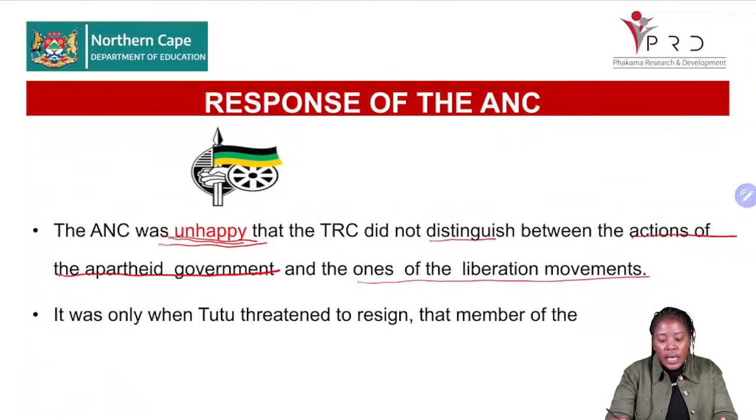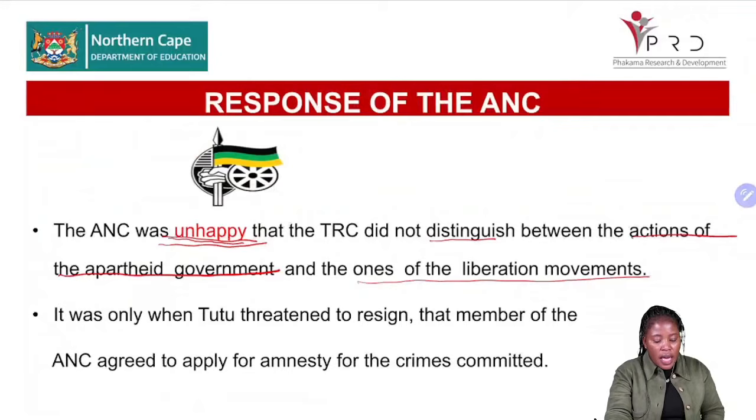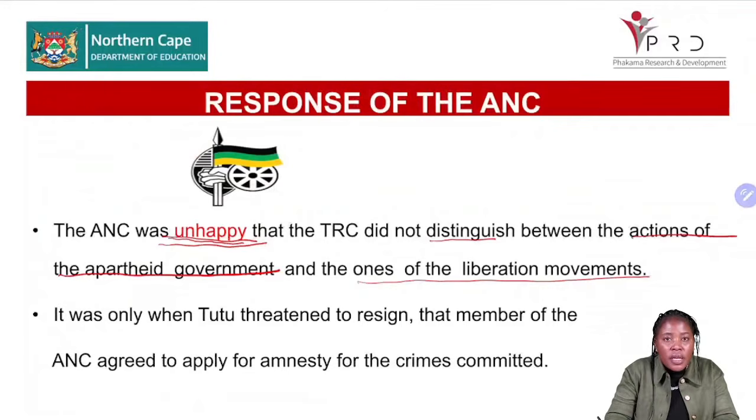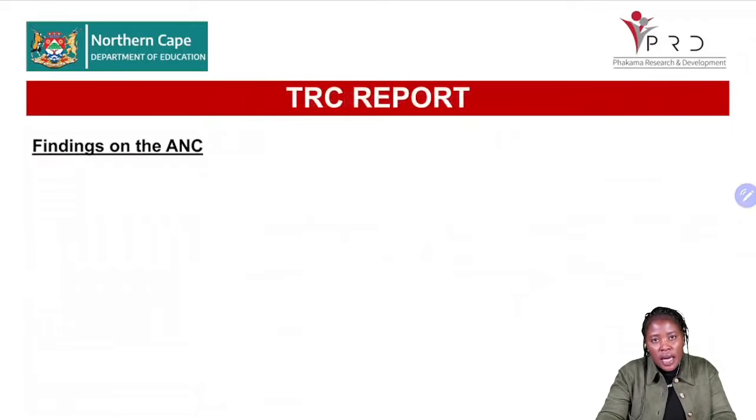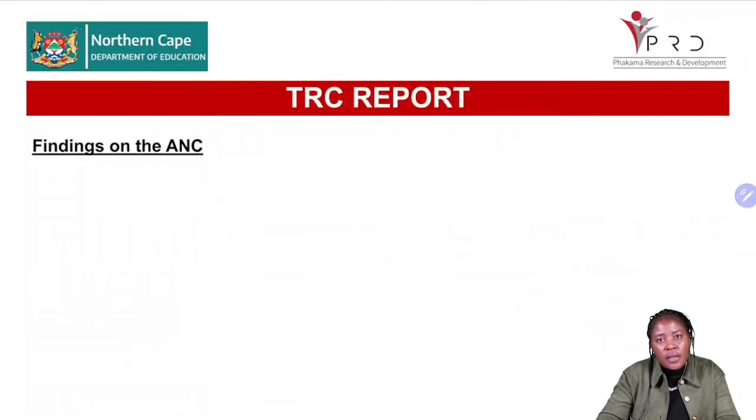It was only when Tutu threatened to resign that members of the ANC agreed to apply for amnesty for the crimes committed. Before that, they did not want to apply for amnesty because they felt that they were not supposed to, since their crimes were committed during the process of fighting for liberation. But the TRC argued that a crime is a crime. And if one committed a crime during apartheid, they had to come forward and apply for amnesty so that there can be reconciliation. Now, what did the TRC discover as they were investigating the crimes committed by the ANC? What were the findings?